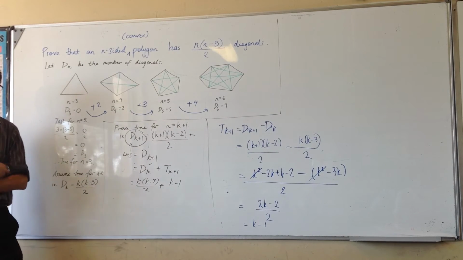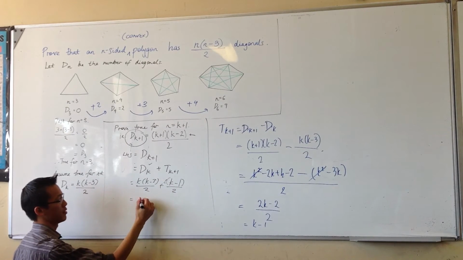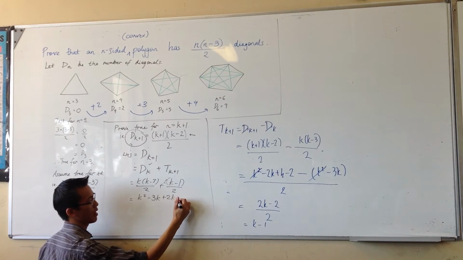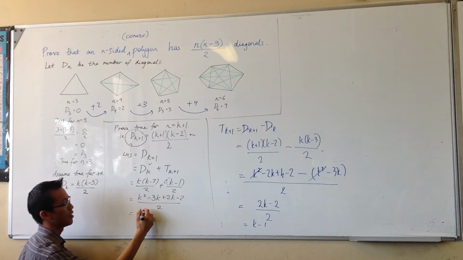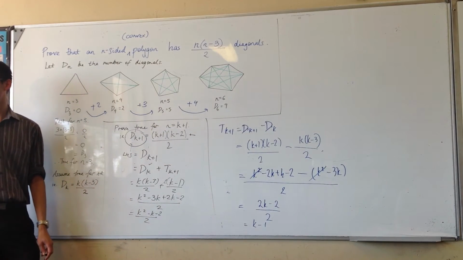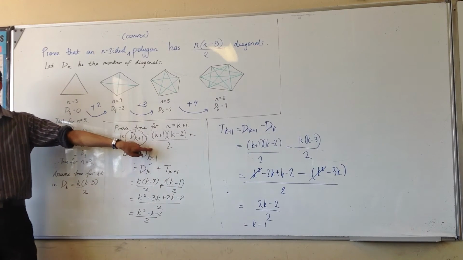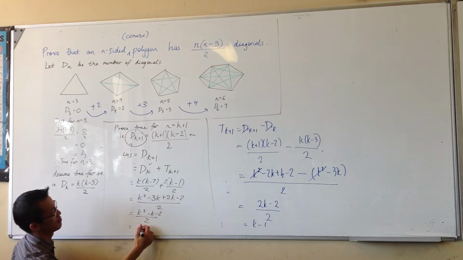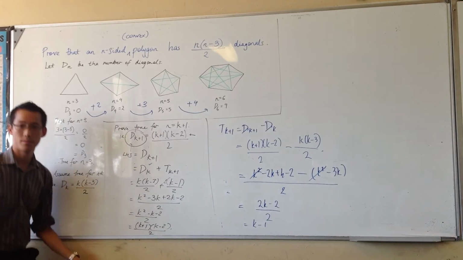Where do I want to go? This is going to be 2 on 2. So I've got k squared minus 3k plus 2k minus 2, all over 2. That's k squared minus k minus 2. Does it check out? Ta-da! I should have left myself a line, but that's going to end up here, the factorized bit that I was after. That's equal to, I can just fit it. Ta-da! What I was after.